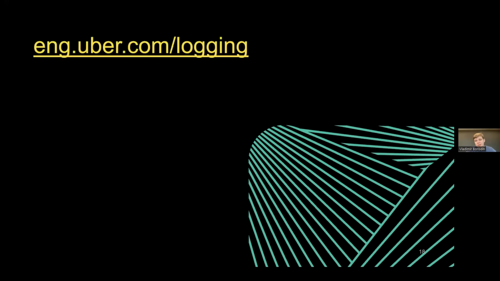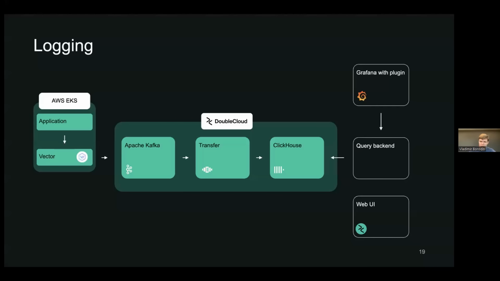There are bigger companies like Uber who saw a lot of those problems, but of course they are much bigger than us. But a year ago they made an article about how they moved their logging solution from Elasticsearch to ClickHouse, and we were inspired by that article and thought that we can build pretty much the same solution. So this is how our logging solution looks like.